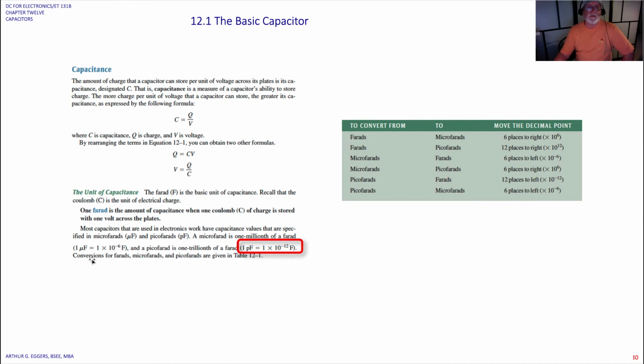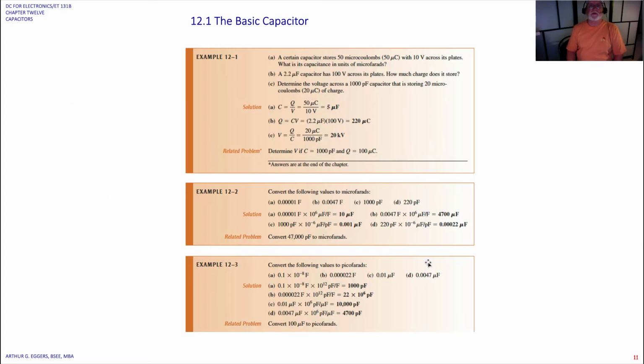If we look at the table, we can see conversions for micro and picofarad. So this is worth noting. Again, something to put in your notebook so you can keep track until you learn and become very familiar with these relationships. So a couple of examples here.